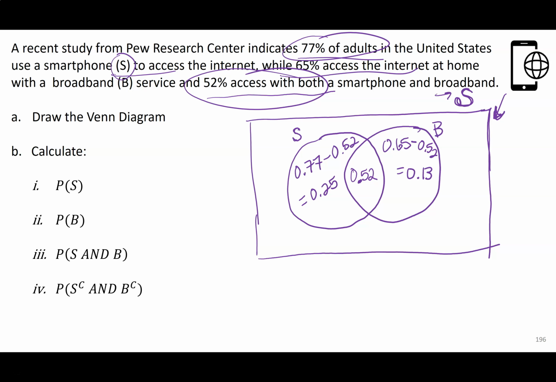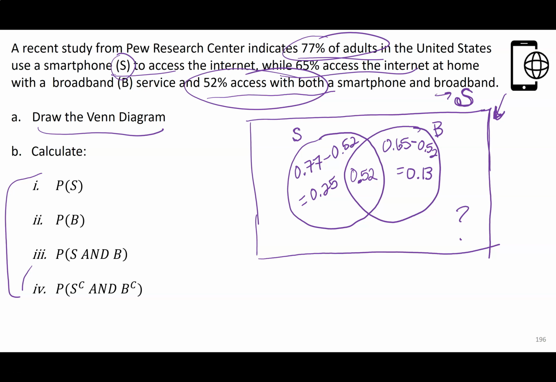We've drawn the Venn diagram. We are missing something out here, right? Because there are some U.S. adults that don't have a smartphone and they don't have broadband. But let's, real quick, go through some of these. This might help.